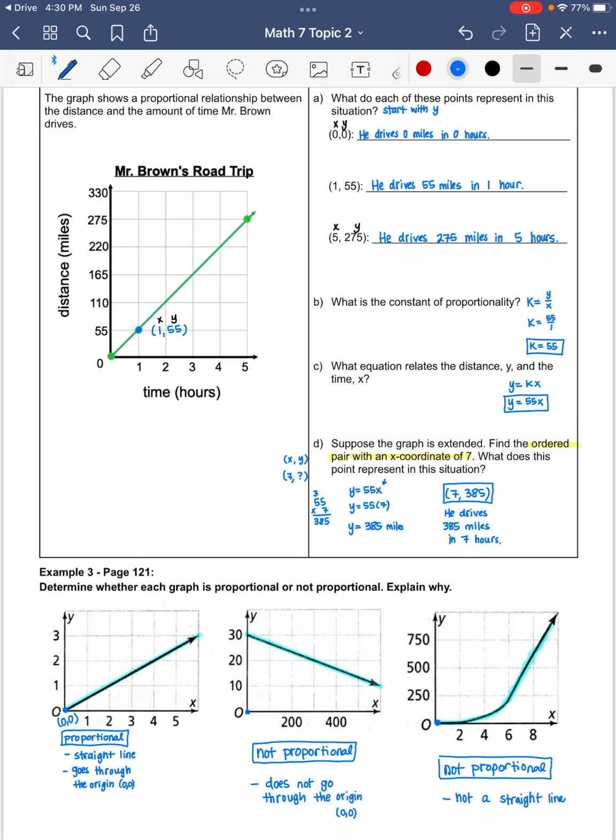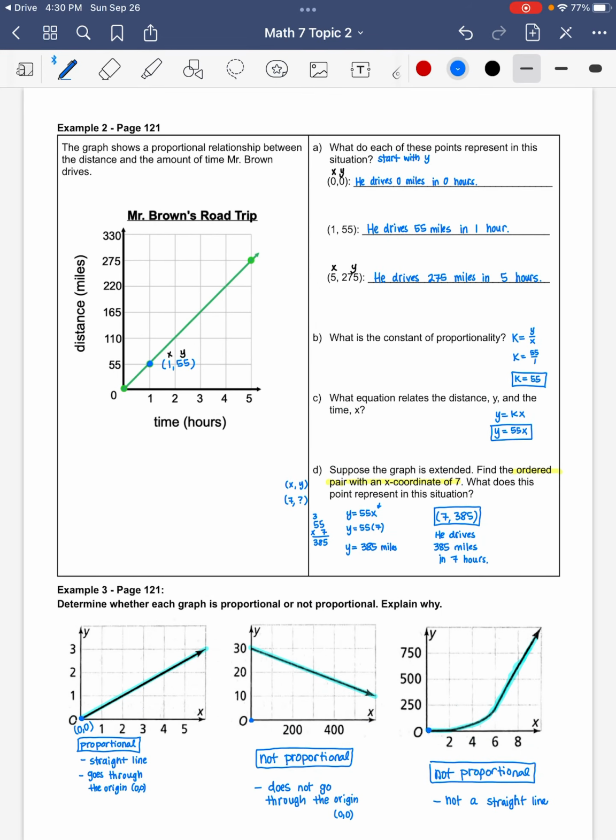That right there is the end of our notes. Tomorrow we will review lesson 2.4 and lesson 2.5.